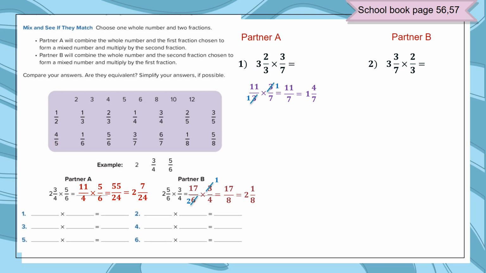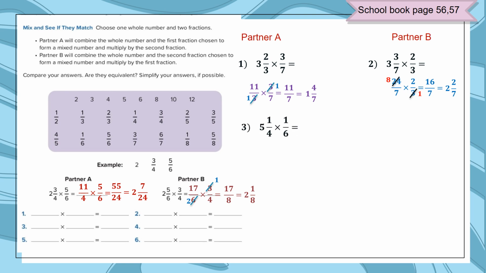In partner B, the mixed number will be 24 over 7 times 2 over 3. Here I can simplify 24 and 3. Divide by 3. 24 divided by 3 equals 8 and 3 divided by 3 equals 1. Then multiply the numerators together and the denominators together. 8 times 2 equals 16 over 7 times 1 equals 7. So it will be 16 over 7, and 16 over 7 will be 2 and 2 over 7.